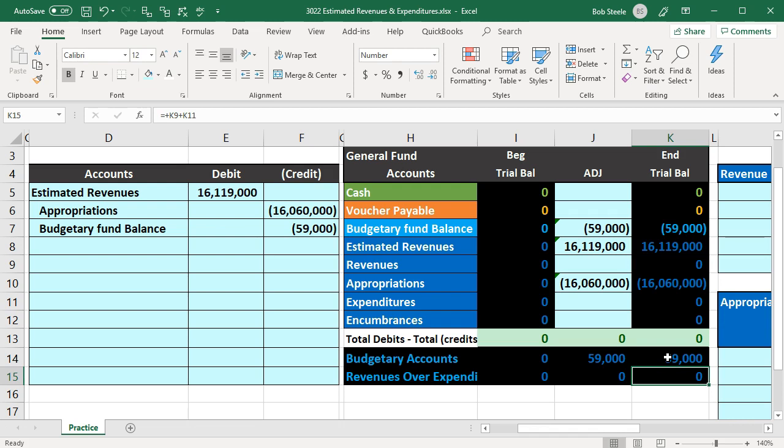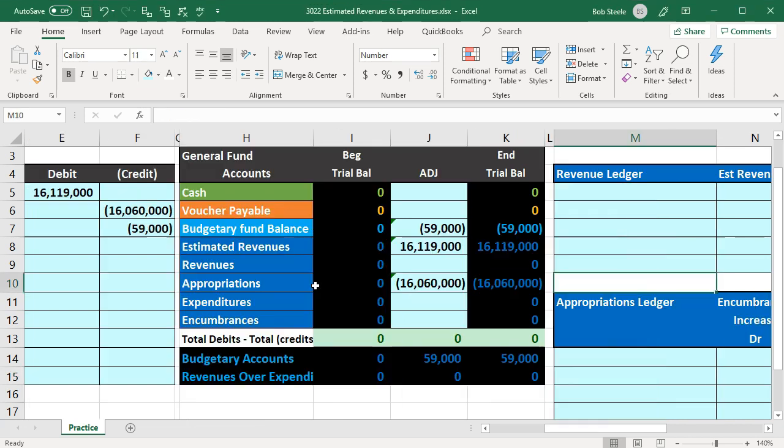That's our budgetary, basically kind of net income or net profit account. You can call it our estimated change in net position, or the assets minus liabilities. In essence, basically kind of our estimated net income if it was a for-profit type of organization.